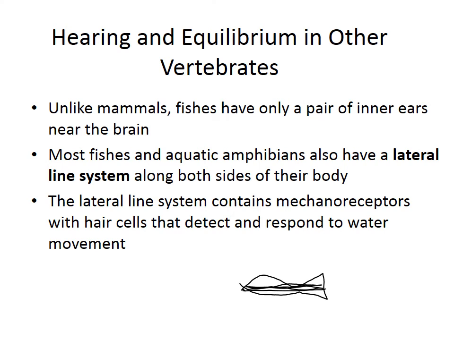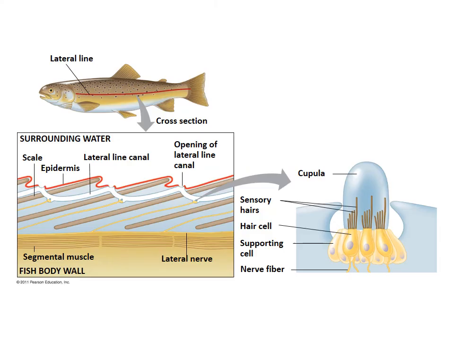And this lateral line system contains mechanoreceptors with hair cells that detect and respond to water movement. Here we are. I didn't have to draw it. So that's the lateral line showing you, and it has the same idea. So although we thought that we're all that with our semicircular canals and a cupula, it's the same pattern that we see in a fish, a lowly fish. Same pattern.